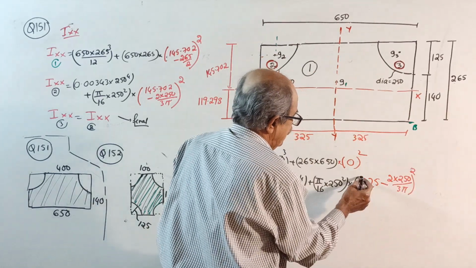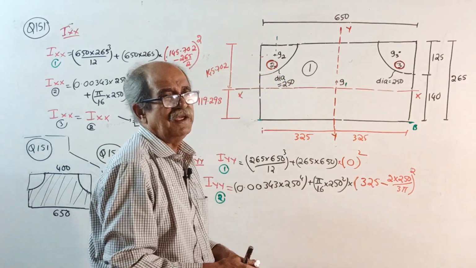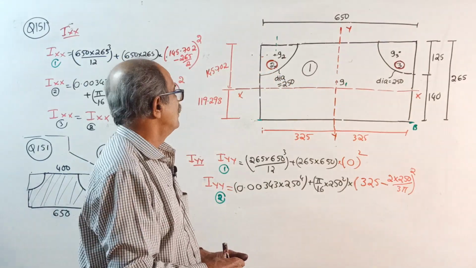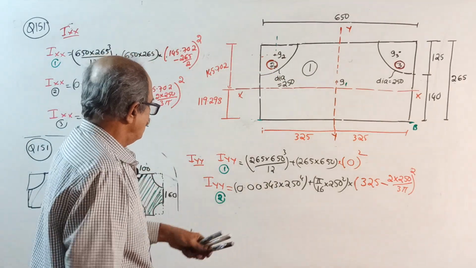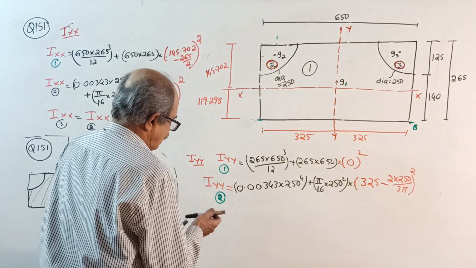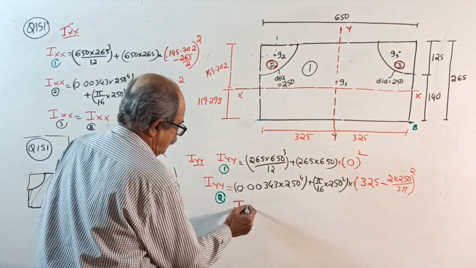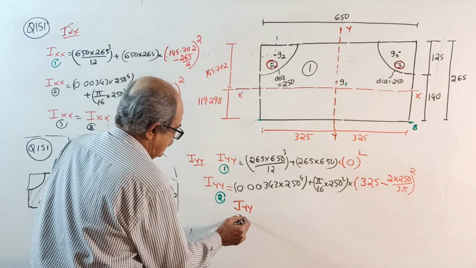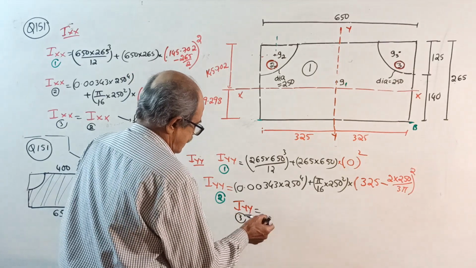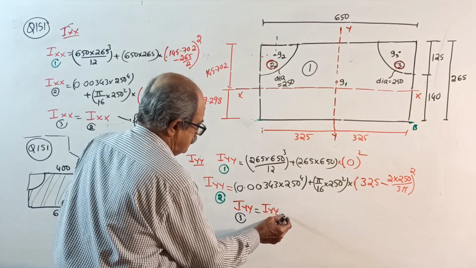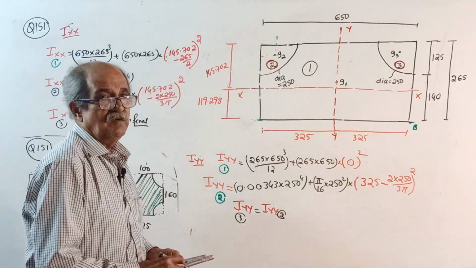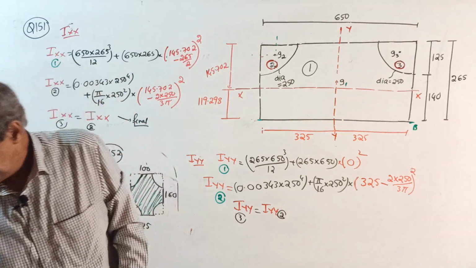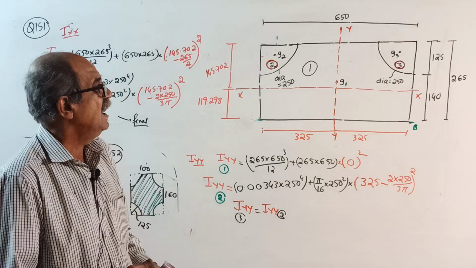If this is not clear, you are not studying properly from my class, quit my class, that's all. Over. This is for question number 151. Lastly, sorry, forgot, Iyy for 3. Iyy for 3 is same as Iyy for 2. So final Iyy is Iyy for 1 minus Iyy for 2 minus Iyy for 3.